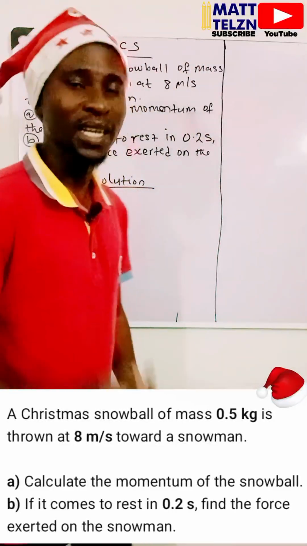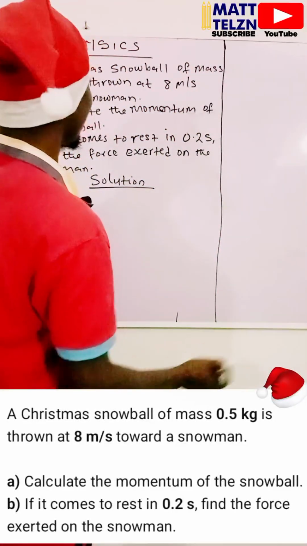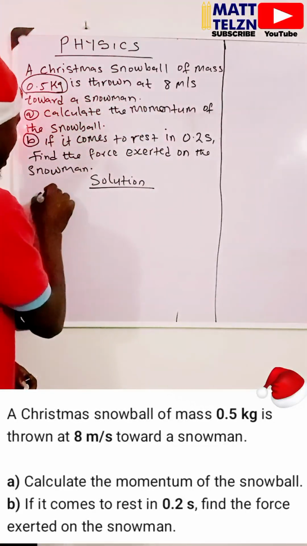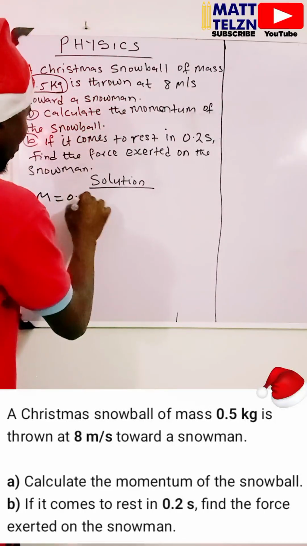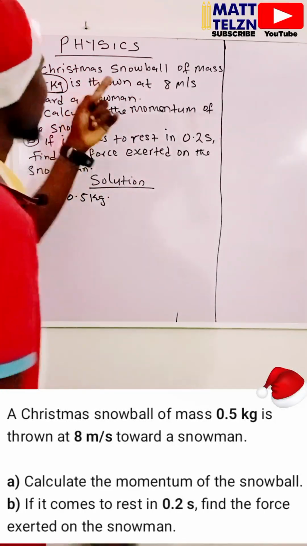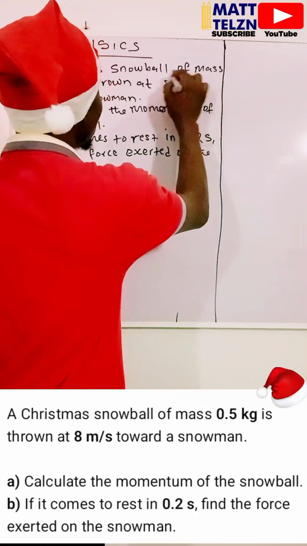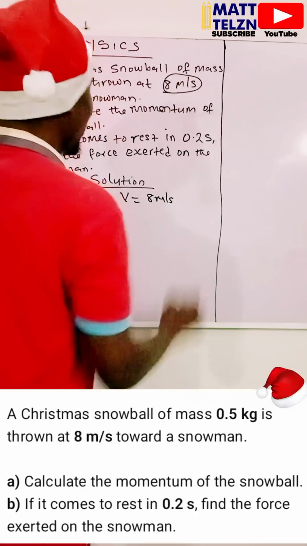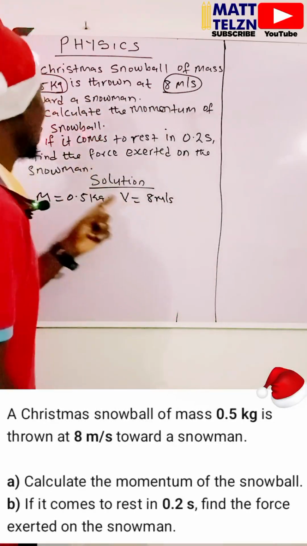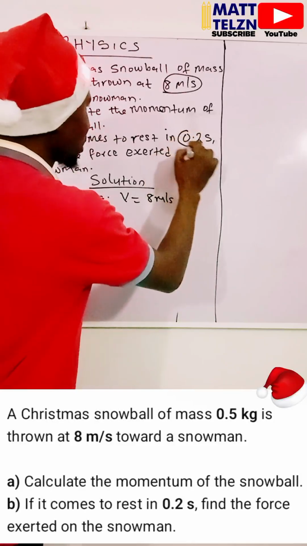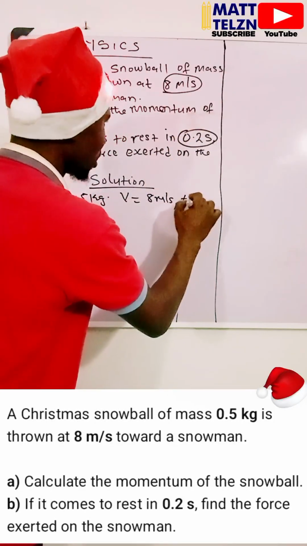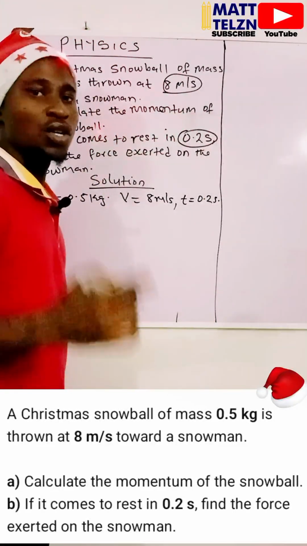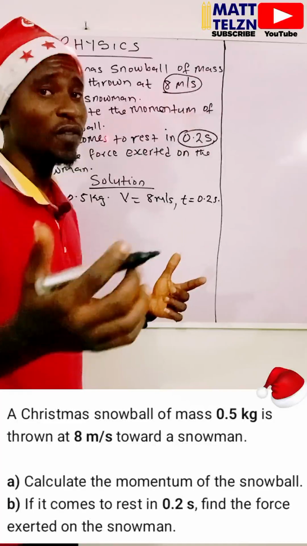Now, the first thing we need to do is bring out what is given in the question. I have my mass M is equal to 0.5 kg. My velocity V is 8 meters per second, right? I have another thing that is given. This is my time, so let me write T is 0.2 seconds. Good. Now, for A, we are asked to calculate the momentum of the snowball.